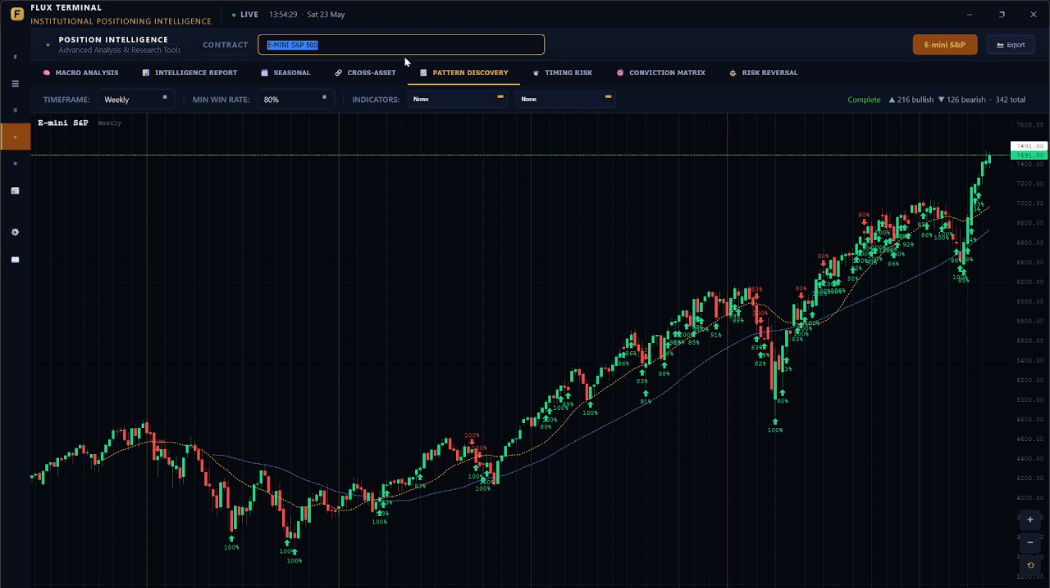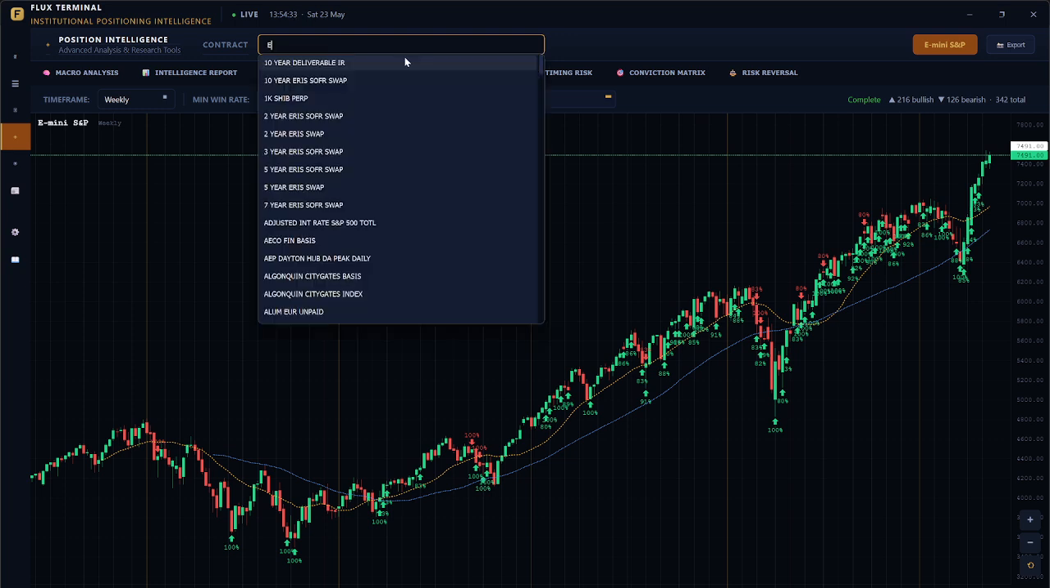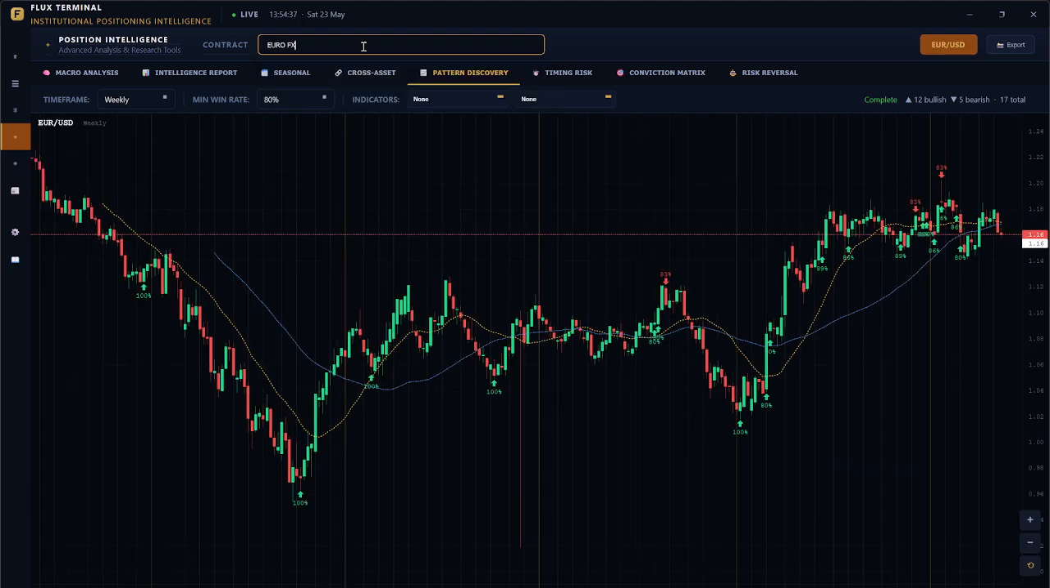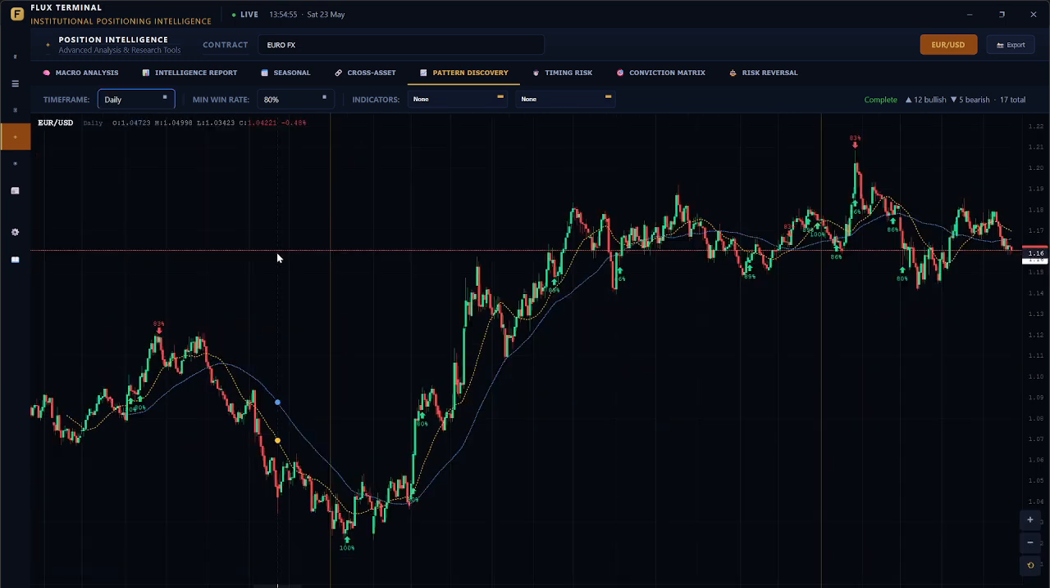You can select any contract. Let's say we go with, for example, Euro. Once you select Euro and the chart updates for Euro USD, you have three main time frames. Weekly time frame is the main one because this is more a weekly analysis. But then I thought I would add more daily and 4-hour time frames as well.